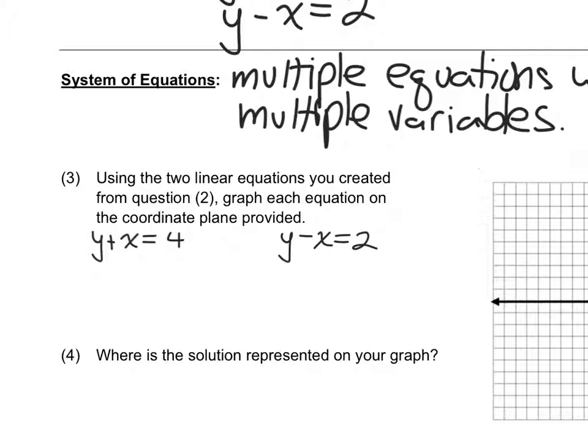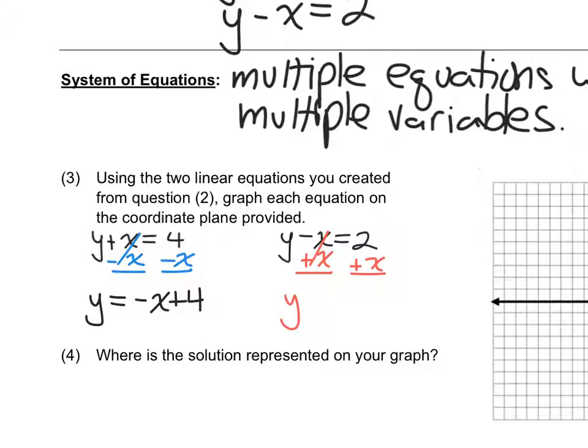So for the first one, I want to get y alone, so let me subtract off the x. For the second one, I also want to get y alone, so let me add the x. I want to write it so that the variable part comes first, so it's in that nice y equals mx plus b form, so that I can easily identify what the slope and y-intercept are. So y equals mx plus b, again, is the model. Here we have an understood -1. Here we have an understood +1. So I know what the slopes are. And I have the y-intercept, so it should be pretty easy to graph.